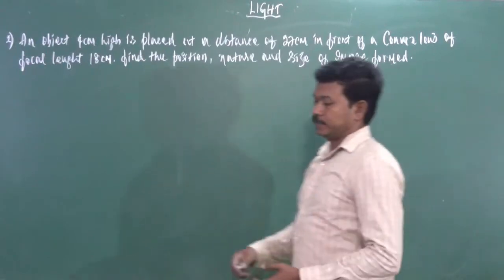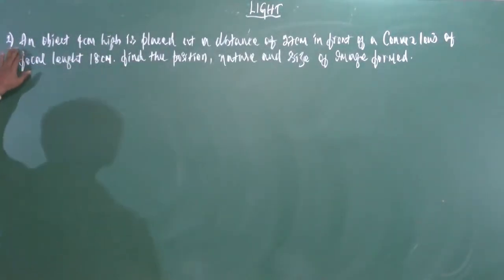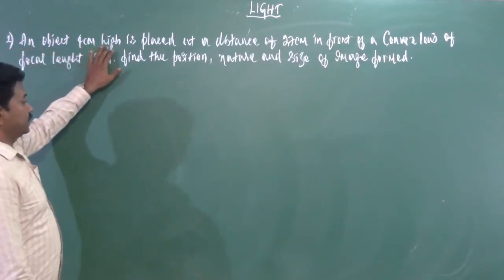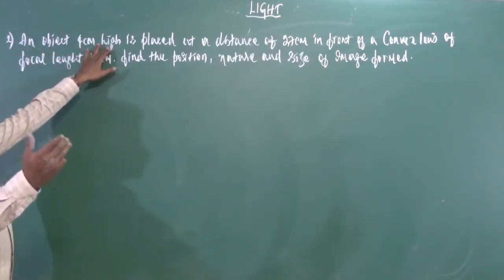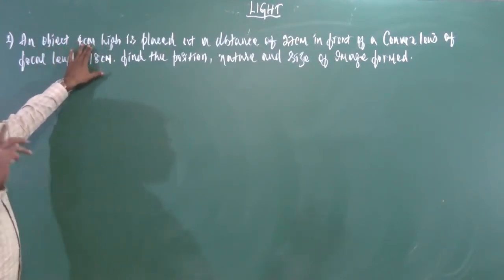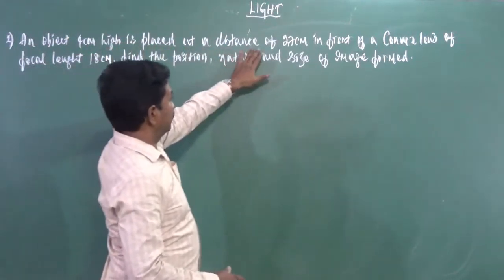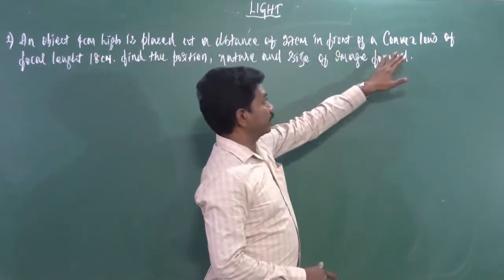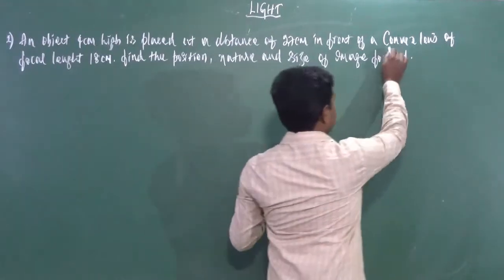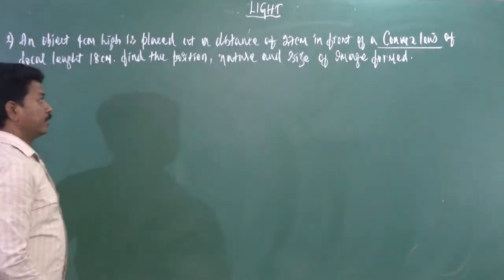Okay, so now we'll go with the second problem, which is also very important. An object 4 centimeters high, that is the height of the object or the size of the object, is given, that is 4 centimeters. So this 4 centimeters is the h value, right? It is placed at a distance of 27 centimeters in front of a convex lens. You have to very particularly see what type of lens it is. So it's a convex lens.